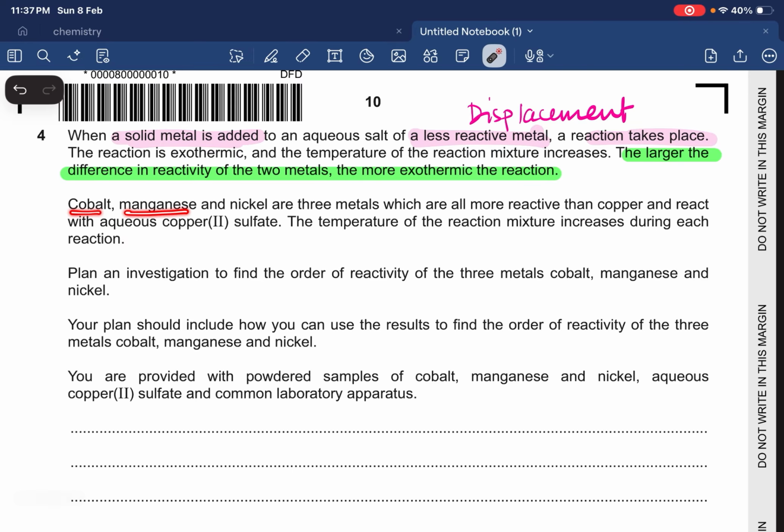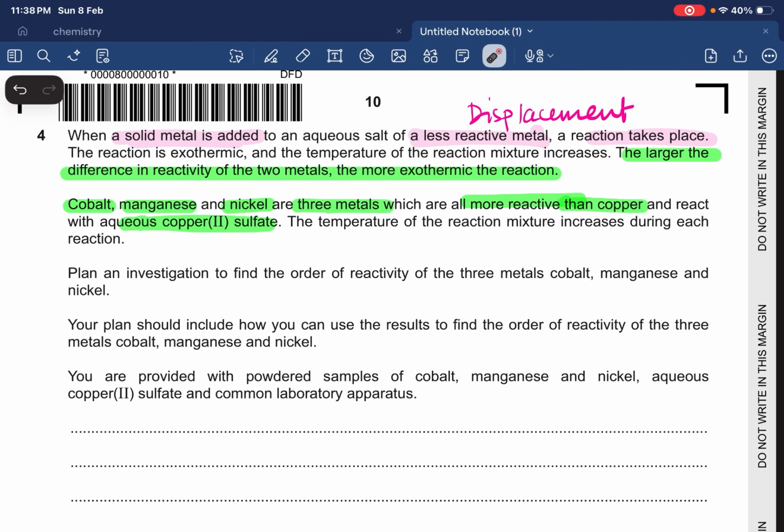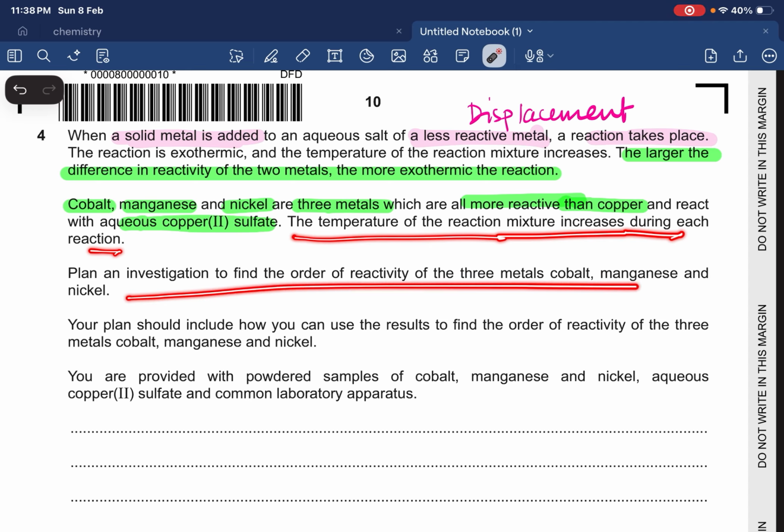Cobalt, manganese, and nickel are 3 metals which are all more reactive than copper and react with aqueous copper(II) sulfate. That means they're going to displace copper from copper sulfate. Now we have to see which one is going to be at the top. Let's see what the question is. The temperature of the reaction mixture increases during each reaction. Plan an investigation to find the order of reactivity. The one with the largest temperature increase is going to be the most reactive.